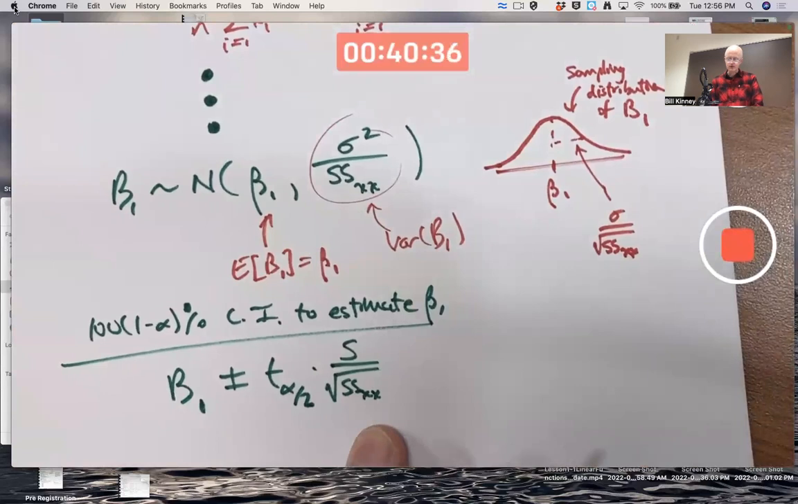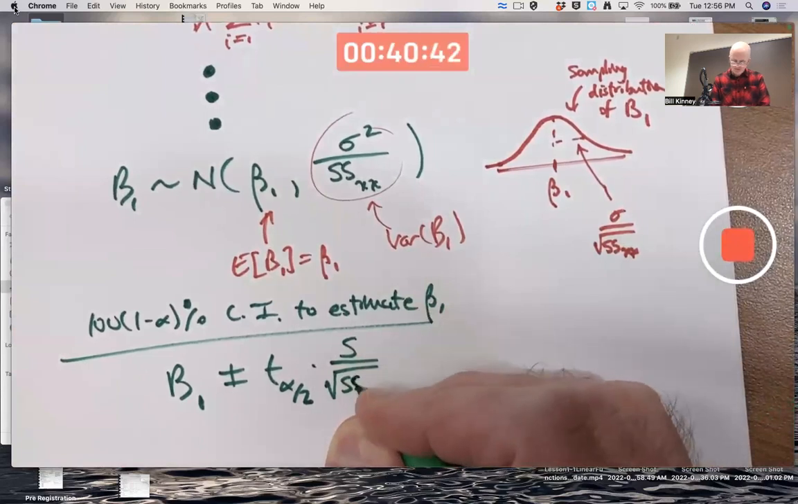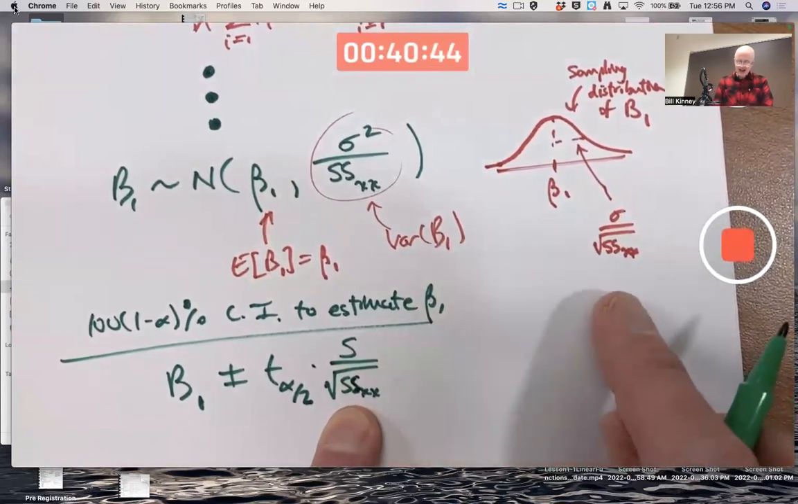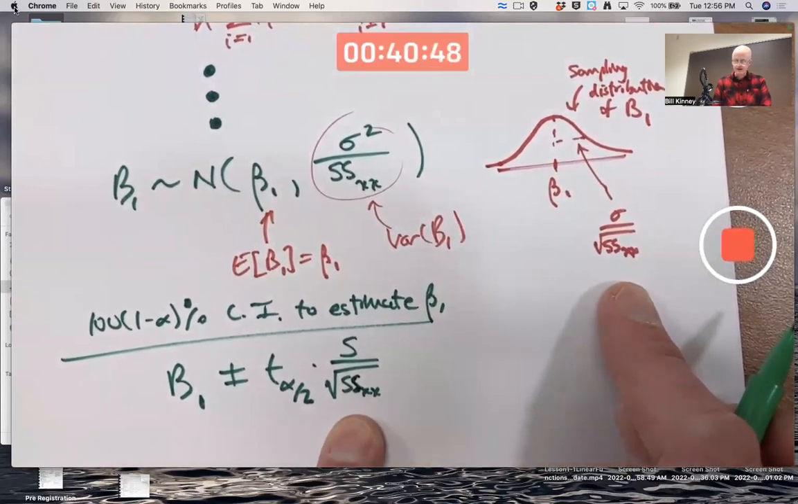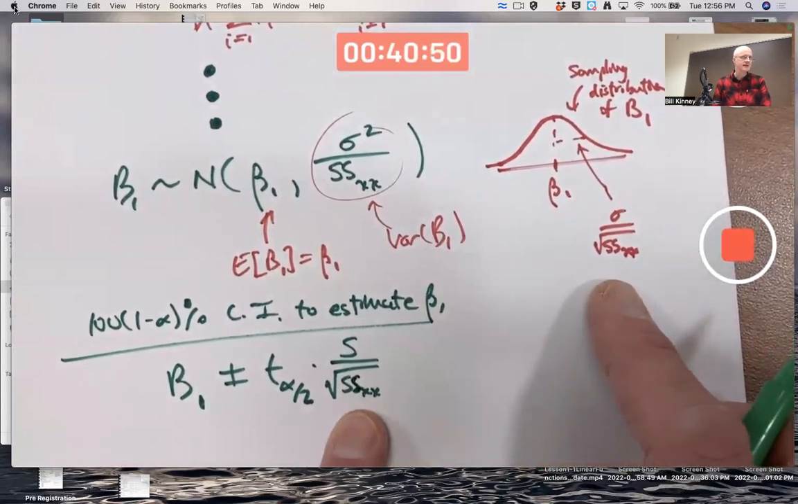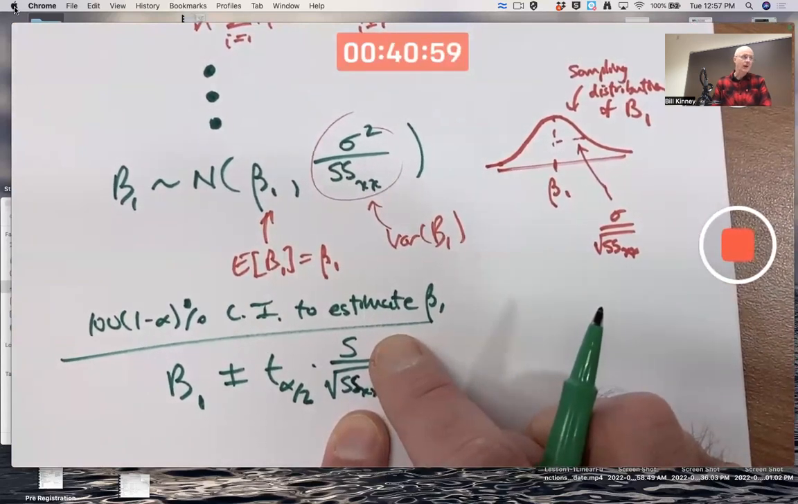This looks similar to that, doesn't it? But not exactly the same. SSXX, since the x's are fixed given numbers, is just a constant. And it's the same constant in both cases. It's not a random variable. Sigma is a constant. What's this S? It's a random variable. Is it a sample standard deviation? Not exactly, actually.